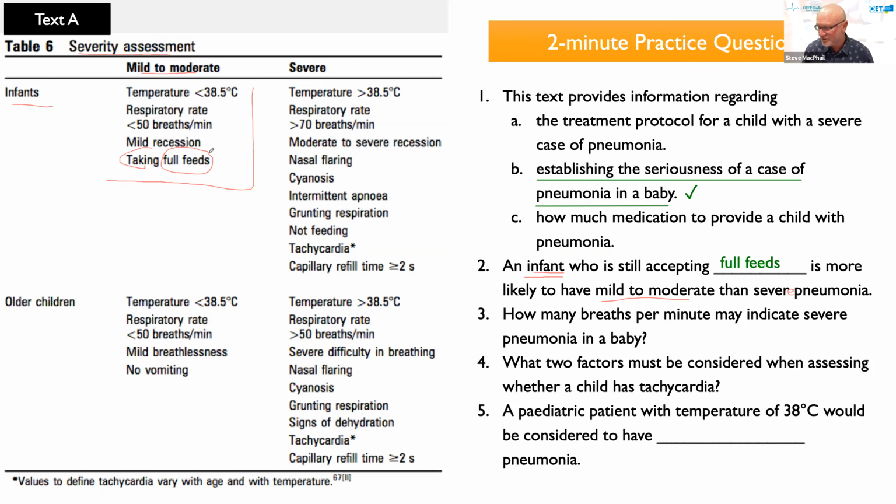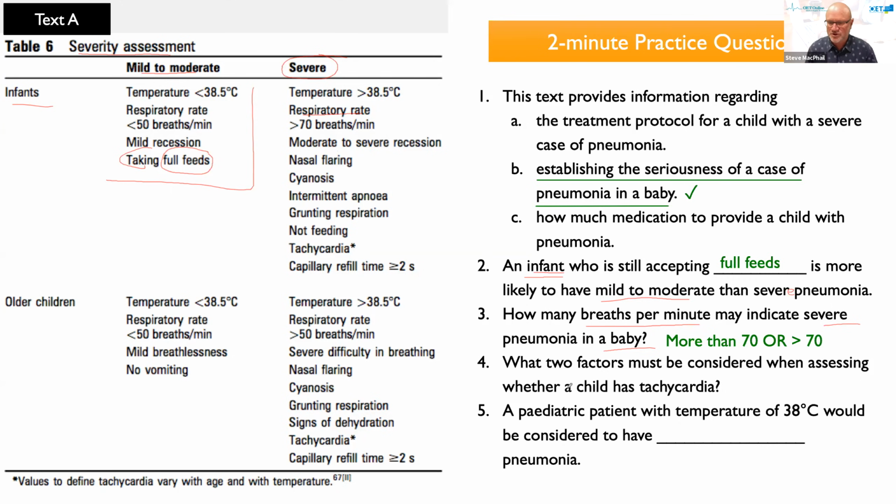No adjustment required. How many breaths per minute may indicate severe pneumonia in a baby? Breaths per minute. Baby. Severe. So we're going to go up to here, aren't we? Type it in when you know it, everyone. Respiratory rate. Can anyone see it? It's there. Thank you, Binu. More than 70. That's correct. More than 70, or you can use the symbol.